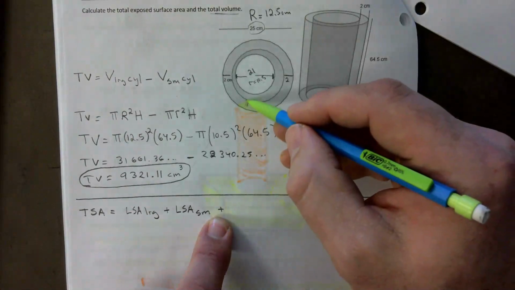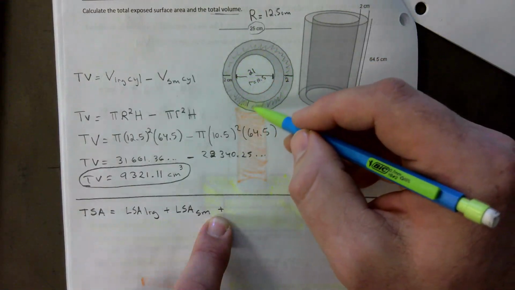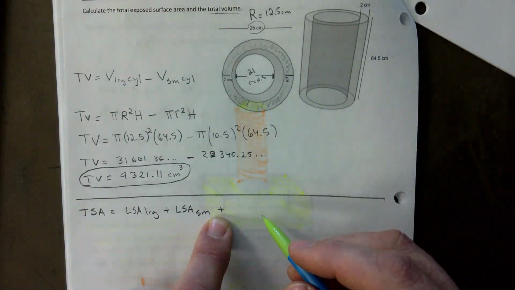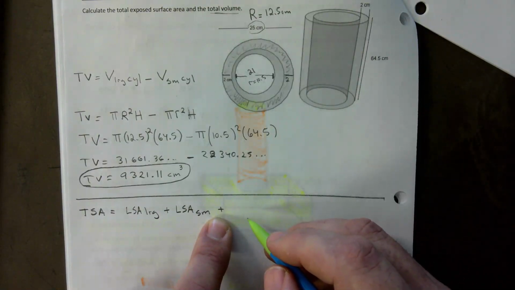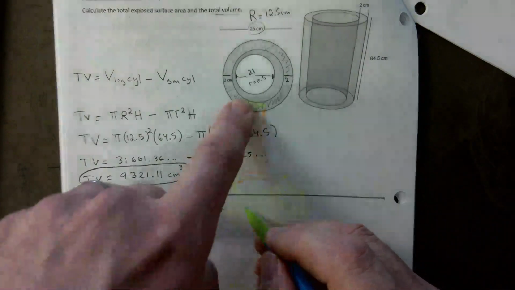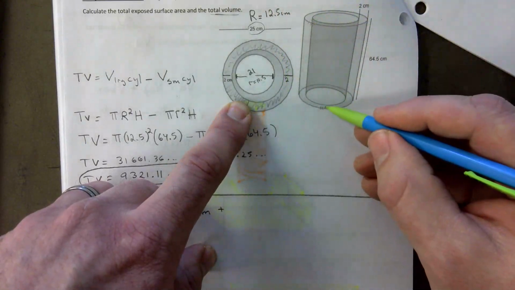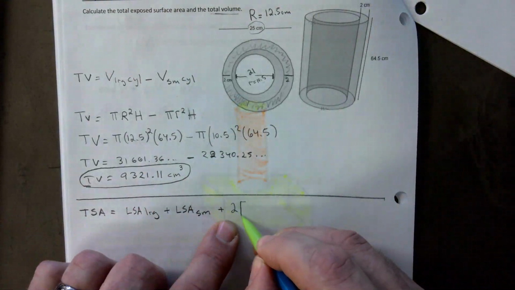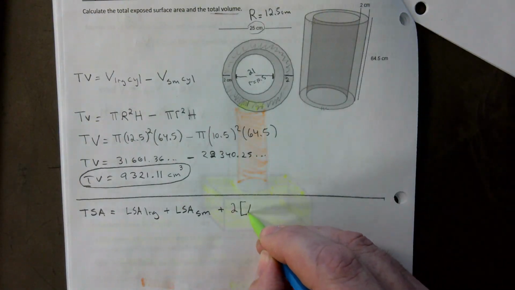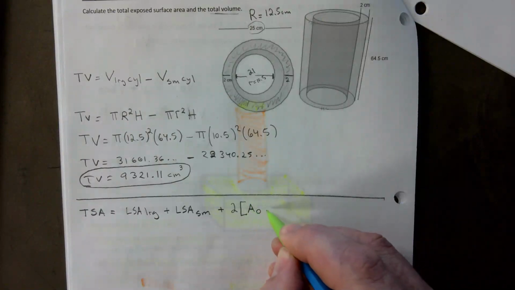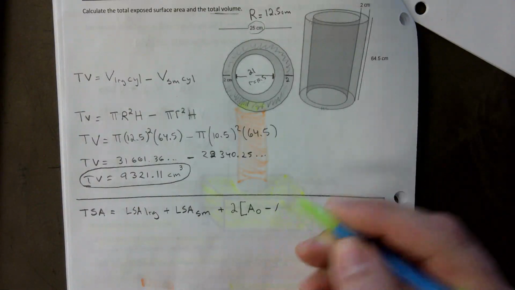I need to account for this little lip here on the top and bottom, right? How would we do that? Let me try something. I hope this works for you. There are two of them, right? There's a lip on this end and there's a lip on the other end, correct? There's one up here, there's one down here. So I'm going to go 2 times area of circle of the large one minus, how should I do this, lowercase a?